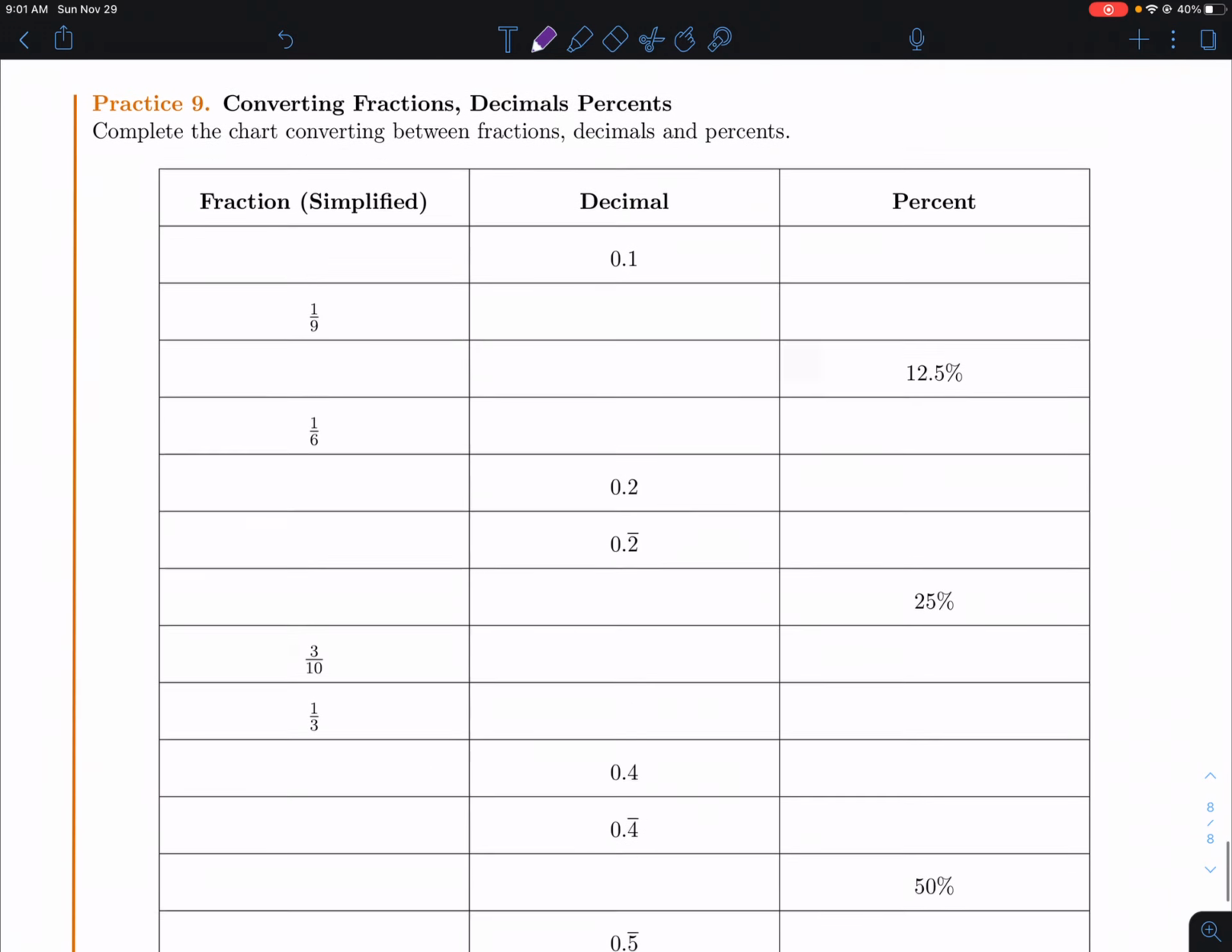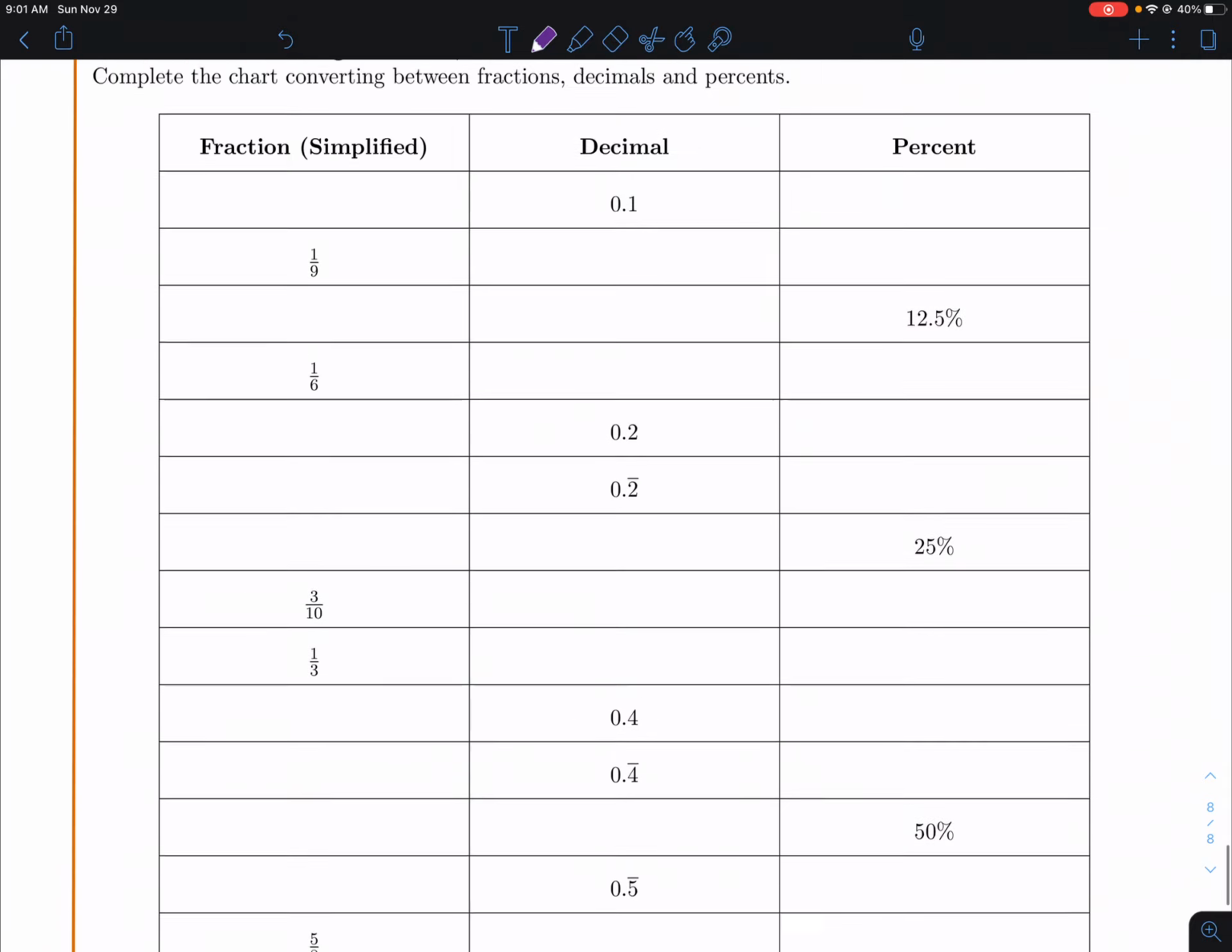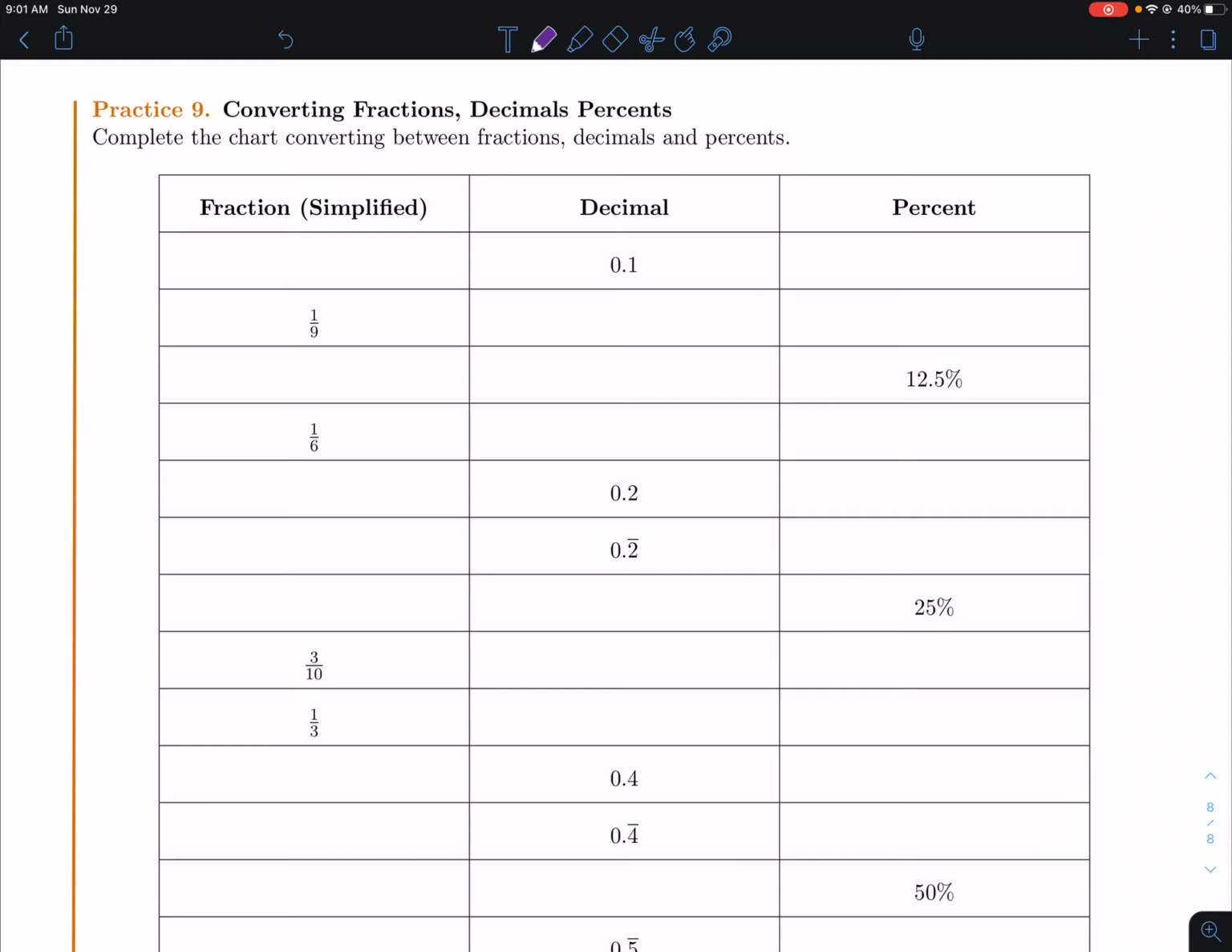Sorry about that. The last one is practice 9. This is just having you go through and practice converting things from percent to fractions and stuff like that. If you guys have any questions, I'll be around the computer all day.